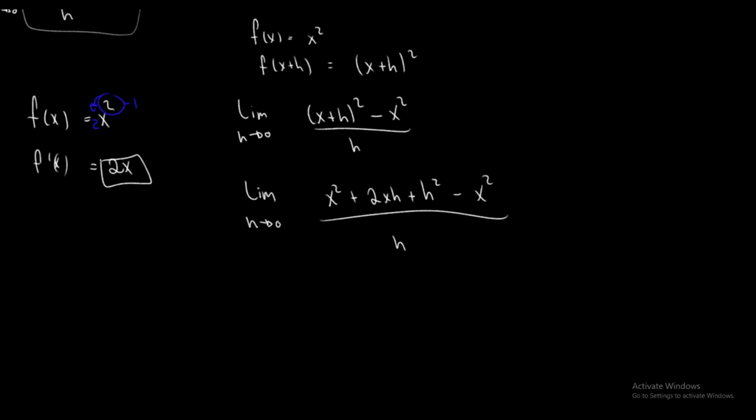Now you might be wondering, where did this come from? Well, this came from expanding these two brackets using the FOIL method. So x times x is x squared, x times h is plus xh, h times x is plus xh, and then we have plus h squared. So I can add the like terms, which gives me 2xh plus h squared. Okay, now we can simplify.